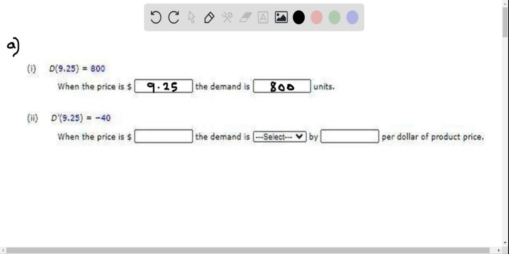Now let's interpret part 2. That is D prime of 9.25 is negative 40. That is, when the price is 9.25, the demand is decreasing because we see a negative here. So here we write, or we choose, decreasing by 40 per dollar of product price.